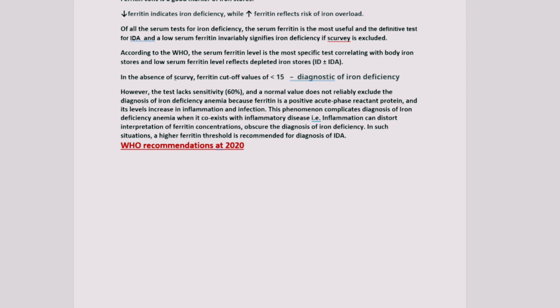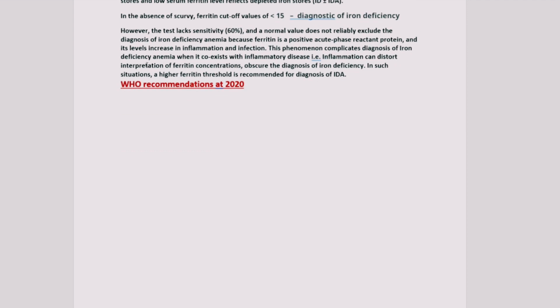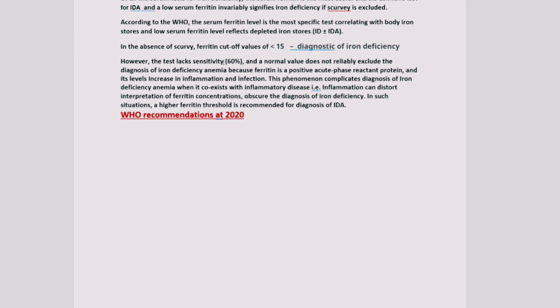In the absence of scurvy or vitamin C deficiency, a ferritin cutoff value less than 15 indicates iron deficiency anemia. However, ferritin lacks sensitivity, and about 40% of patients with iron deficiency anemia have serum ferritin above 15. A normal value of ferritin does not reliably exclude the diagnosis of iron deficiency anemia because ferritin is a positive acute phase protein and its levels increase in inflammation and infection.